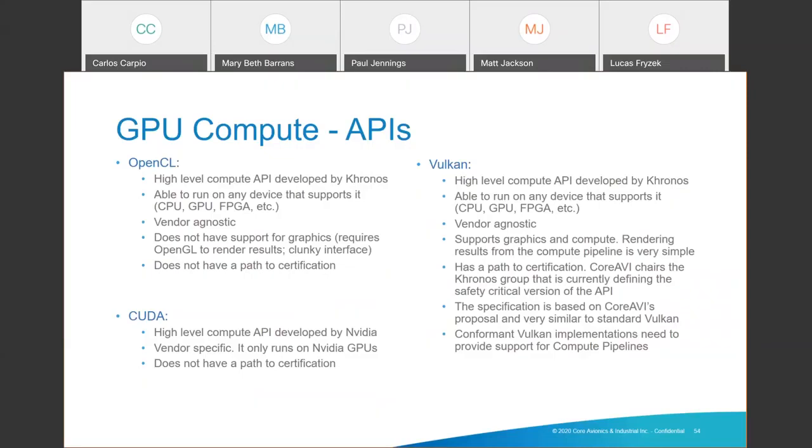There is a standard being defined for Vulkan safety critical, just like the OpenGL safety critical standards. And Core AVI actually chairs the safety critical working group for Vulkan, and the current Vulkan safety critical standard is based on our original proposal. Another big point about Vulkan is that to be conformant, you have to implement support for GPU compute, or compute pipelines. So GPU compute is always an option when you have access to a Vulkan driver.